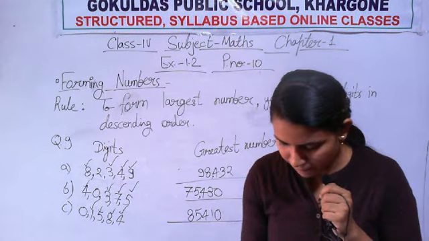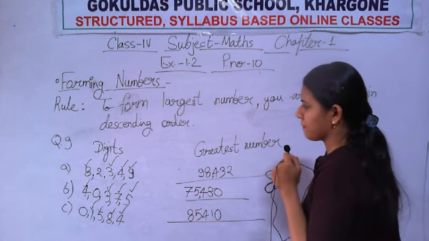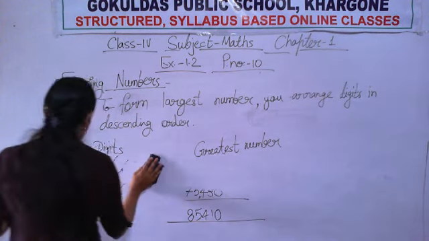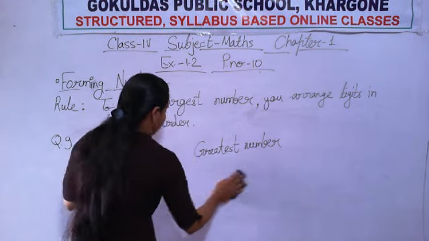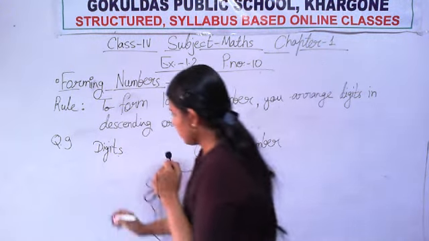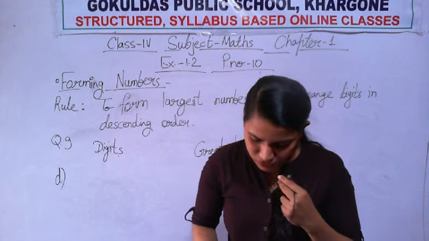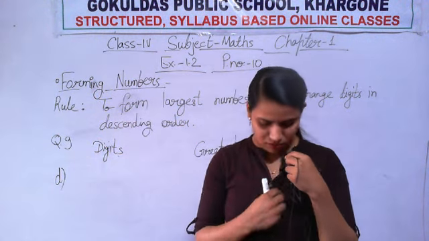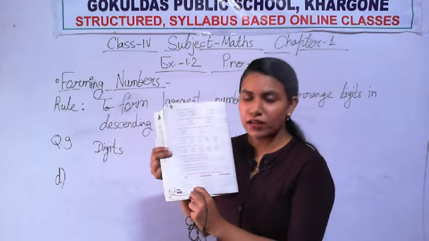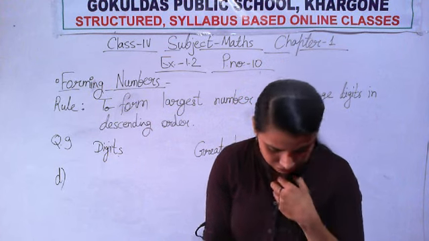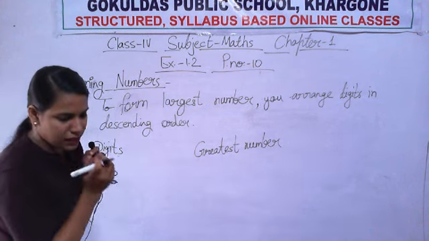Let's do the last one. That is part D of question number 9. I am erasing. Okay. Part D. In part D, you see how many digits are given. Count 1, 2, 3, 4, 5 and 6. 6 digits are given. And using these digits, you want to form the largest or greatest number.